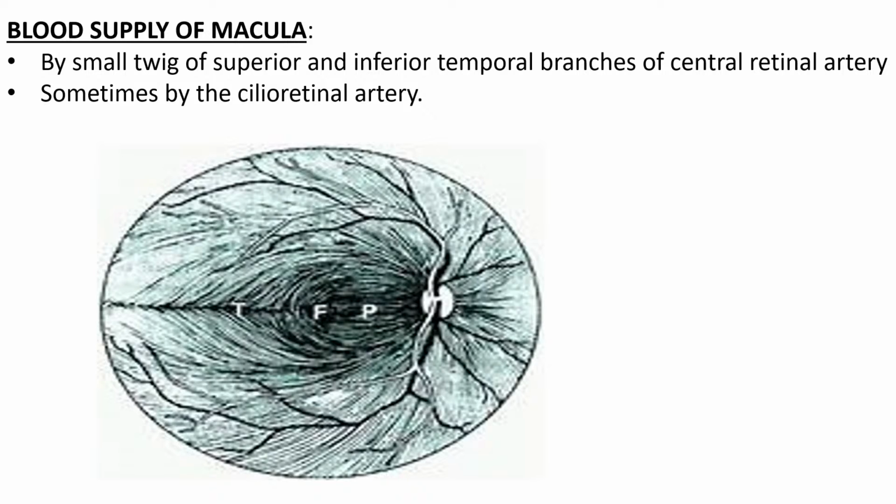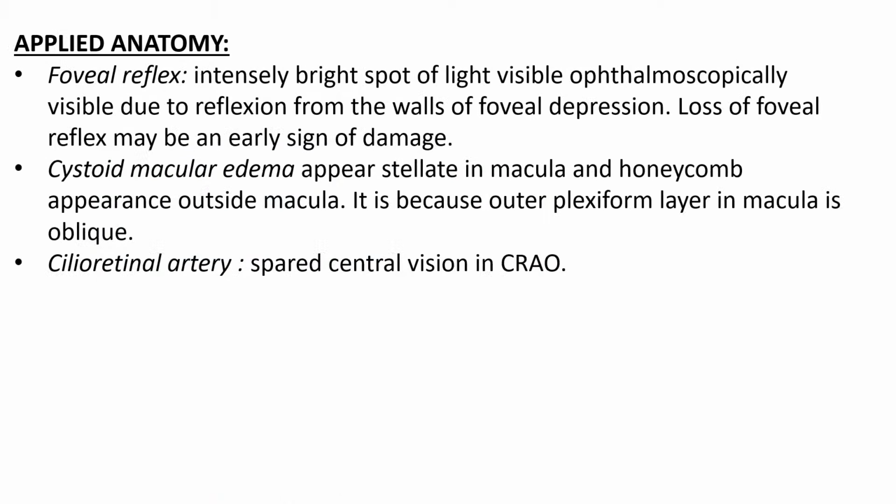Blood supply of the macula. It is supplied by small twigs of superior and inferior temporal branches of central retinal artery, sometimes by the cilioretinal artery. This is the optic disc. This is the macula. From this we have papillomacular bundles. These papillomacular bundles are resistant to glaucoma. It means they are the last to be affected in case of glaucoma.